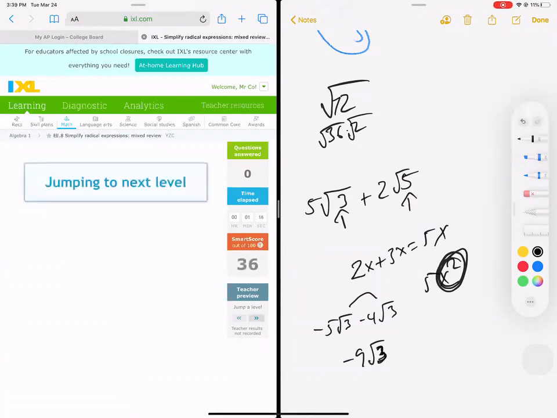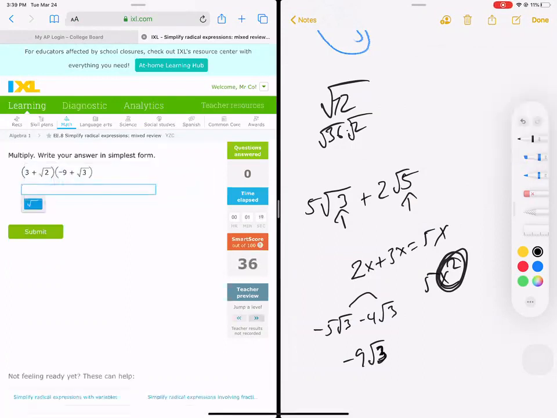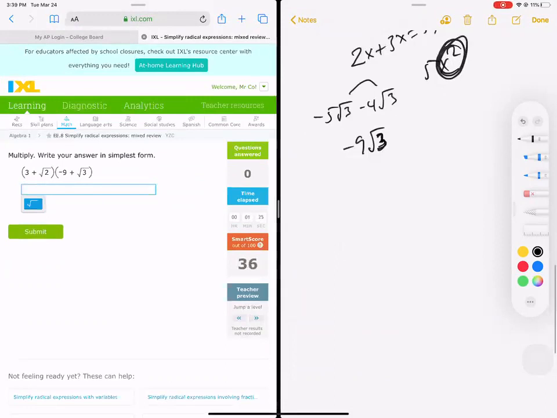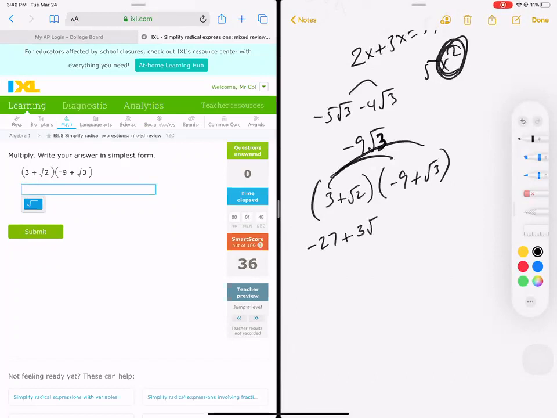Next review problem. It's distributive property. We're multiplying everybody by everyone. So we're going to multiply 3 plus square root of 2 by negative 9 plus square root of 3. That becomes negative 27 in the front, and 3 times square root of 3. Since they're not both in the square root, we write them separately, one on the outside, one on the inside.